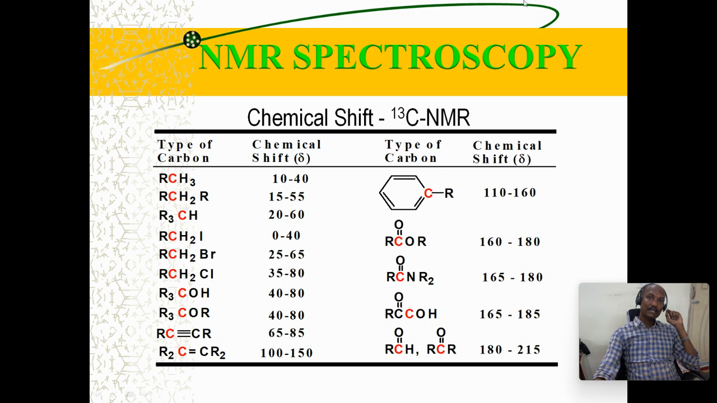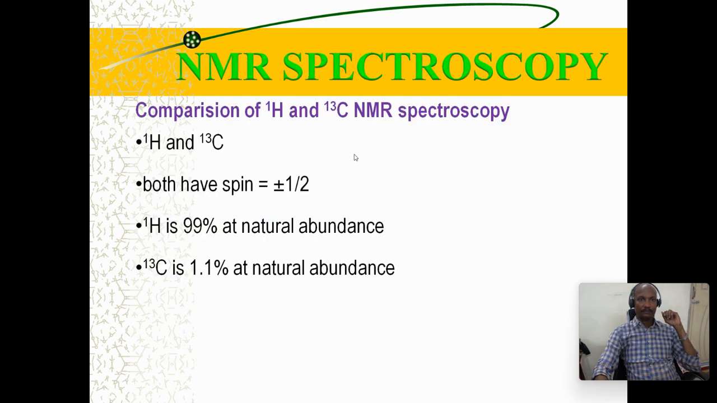These are the various chemical shift values, especially in C13 NMR. In NMR spectroscopy, the chemical shift also plays an important role. Here it can be considered for C13 NMR. How the C13 NMR can be influenced, I can explain in this case. Okay, next, comparison of H1 and C13 NMR spectroscopy.